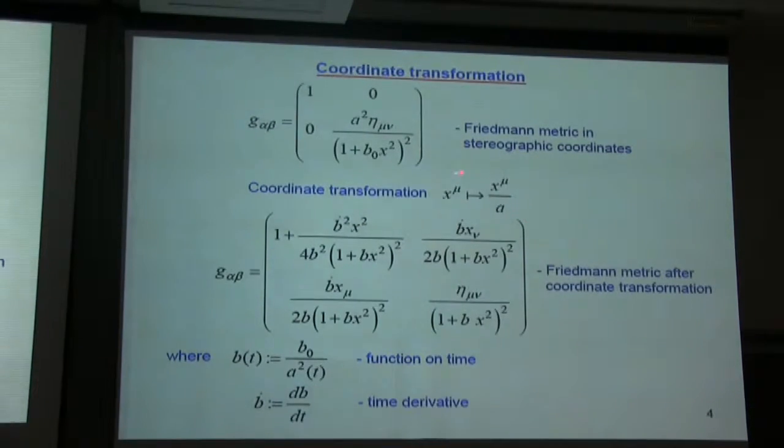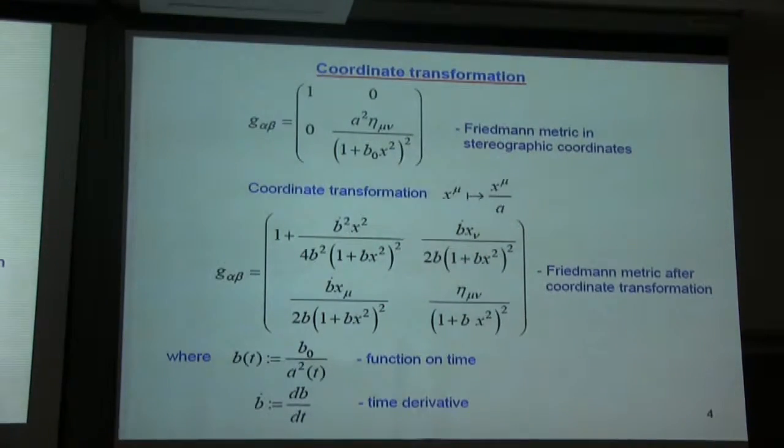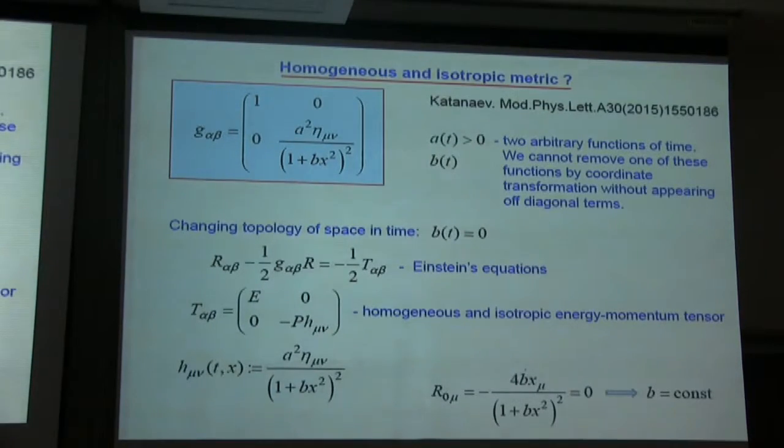Now let us make a coordinate transformation, which depends on time through the scale factor a(t). Then the metric takes a form with off-diagonal terms. And now we simply drop the off-diagonal terms and put g00 to 1. Then we get this metric. It depends on two arbitrary functions of time. a is the usual scale factor, but here B also enters. B is an arbitrary, sufficiently smooth function of time, and it cannot be removed by coordinate transformation.